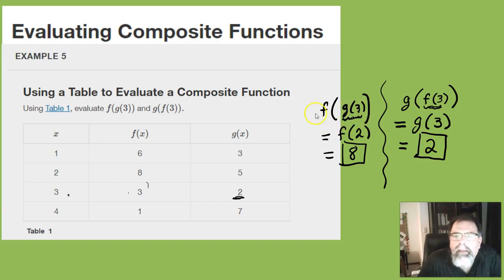You work inside out when you do composition. For the first one, this is your input value, plug it into g, get an output value. Take that output value, plug it into f to get your final answer. For this one, we start with the 3, plug it into f, get an output value for f of 3, which is 3. Take that answer, plug it into g to get your final answer. So you're putting one function into the other function. That's composition.